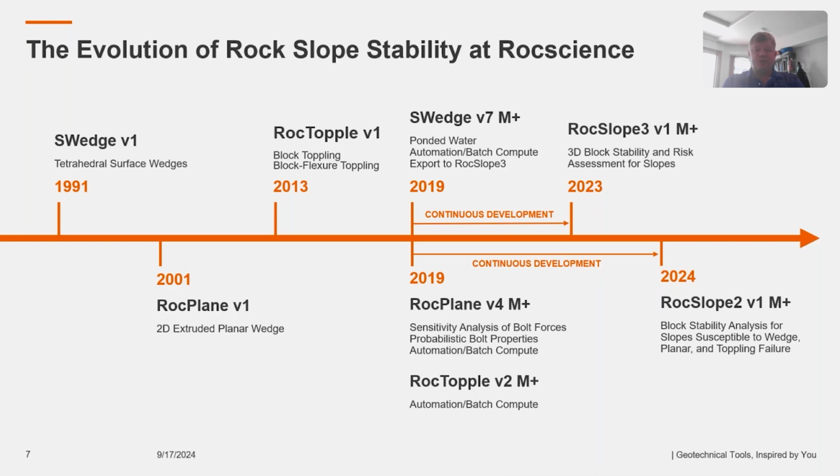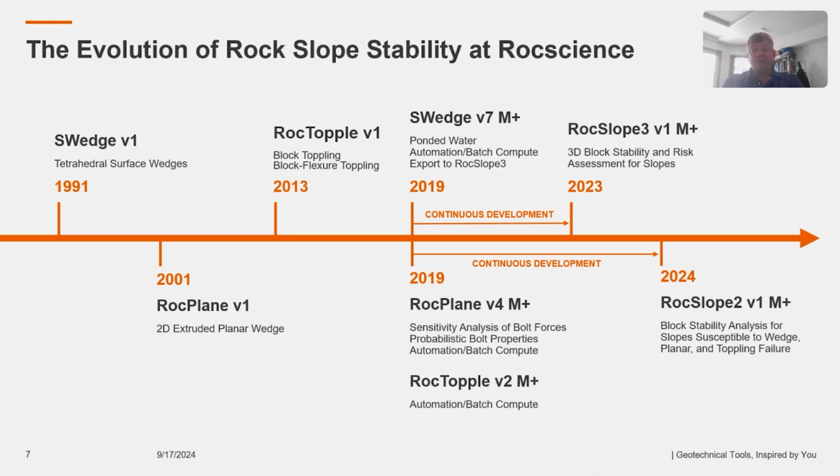2019, we put a concerted effort into upgrading all of our rock engineering modules, SWedge, RocPlane, and RocTopple, and to add all the things that people wanted us to add. In particular, we added things like ponded water for when you shut down a particular pit, and things like sensitivity analysis for bolt force. So we improved our bolt force algorithms, and through our M+ program, we had consistent updates through this particular period.